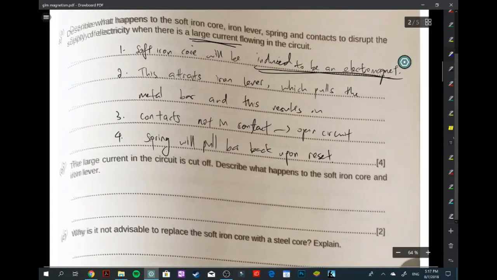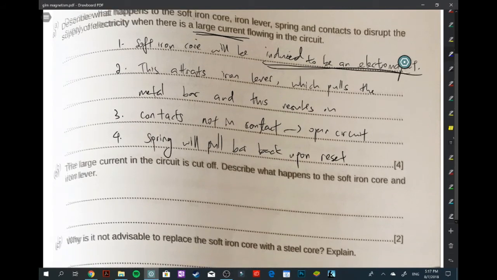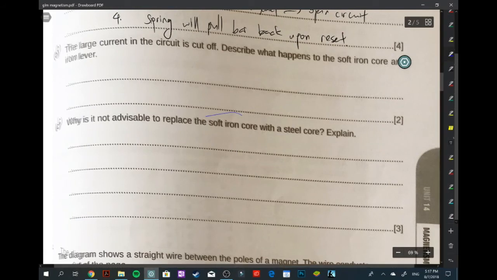Okay, so that's how it works. The large current in the circuit is cut off. Describe what happens to the soft iron core and iron lever. I think we already mentioned, so I'm not going to mention again. Basically, the iron core loses magnetism, and it falls back to its original position. Okay, and why is it not advisable?